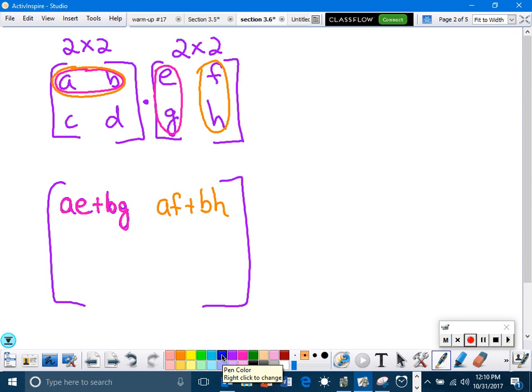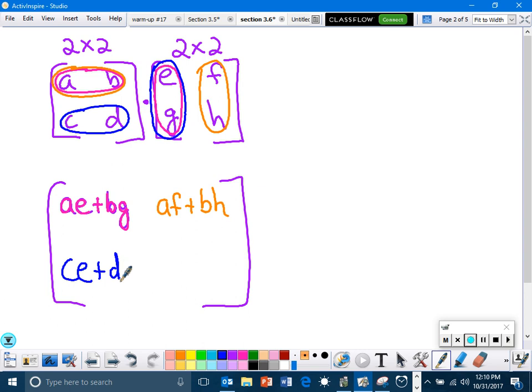Now the second row. So I'm going to take the second row, the C, D, and then the first column. So I'm going to do the same thing. So I'm going to take the C times the E plus the D times the G. And, again, let me color code this. We're going to take the second row and the second column. So we're going to go C times the F plus the D times the H. This is why we don't want to work with really big matrices and multiplying.